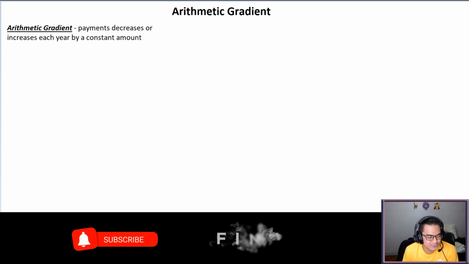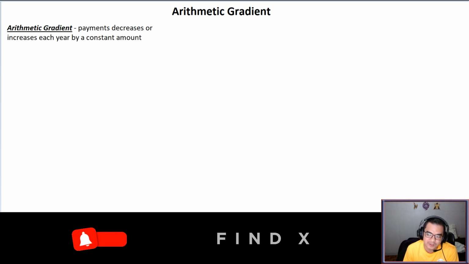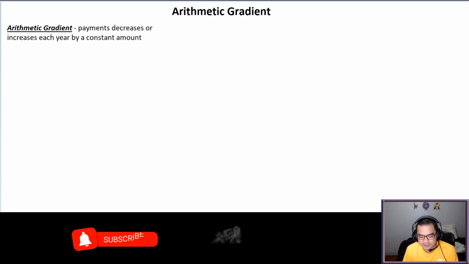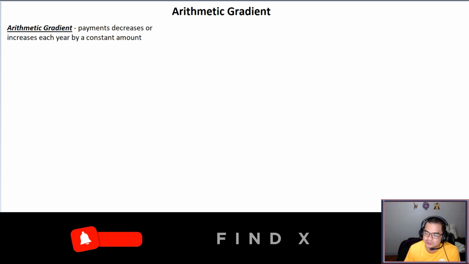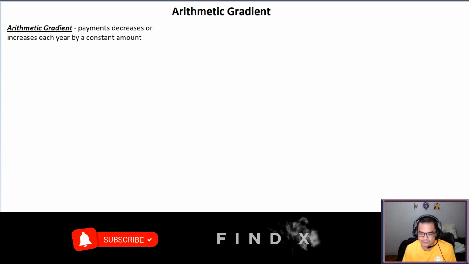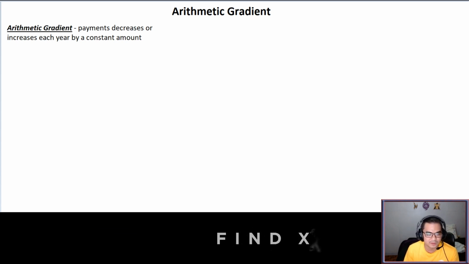So now let's move on to our next lesson, which is the gradient. For the gradient, we have two types: arithmetic gradient and geometric gradient. From the word itself, if you remember, we have a lesson in algebra, which is the arithmetic progression and geometric progression. The idea here is slightly the same, but of course the solving or the solution is totally different. But the definition is the same.